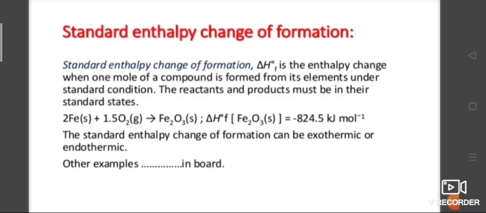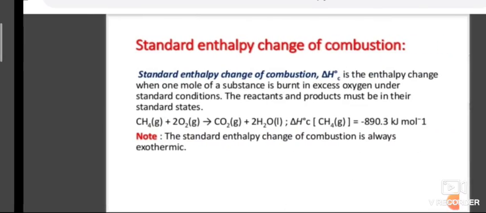For example, ammonia is formed from nitrogen and hydrogen. So N2 plus H2 gives NH3. Here delta fH, that is the enthalpy change of formation, is minus 46 kilojoules. Another example is given: Fe plus O2 gives Fe2O3, and the enthalpy change is given. It can be exothermic or endothermic. Any reaction may be exothermic or endothermic.